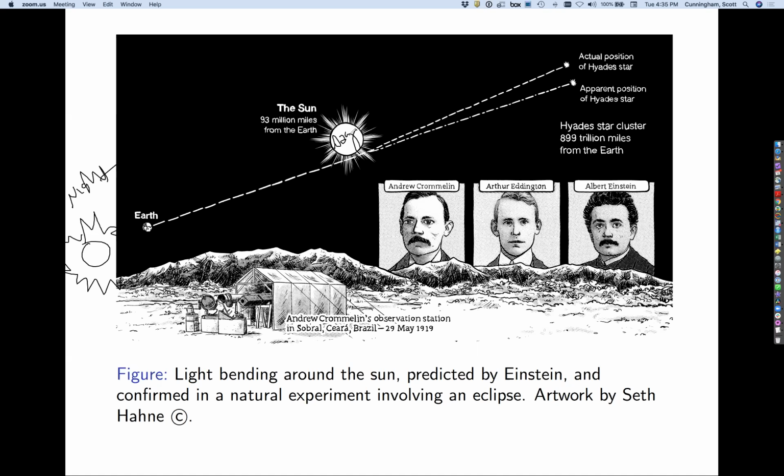And the problem is by day, it gets so bright outside that you can't see the stars. Now you could see the stars at night, and then you could measure the distances between stars, but during the day, which is when you need to take the measurements, you can't, okay? So they had an idea.